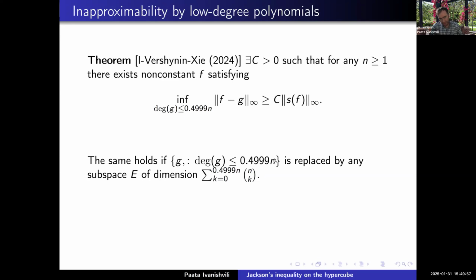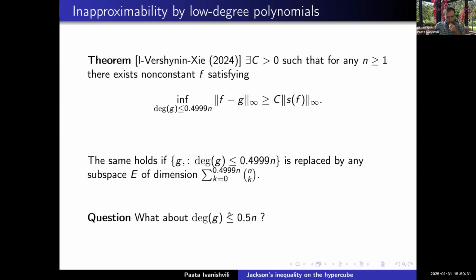But the proof of the theorem says that this is also true if you give me any subspace. Let's take L2 on the hypercube equipped with the uniform measure, and you take any subspace of this L2. As long as it has dimension less or equal to this, I can always find a function which satisfies this inequality, which is not well approximated. So the polynomials have nothing to do, it turns out, with this counterexample.